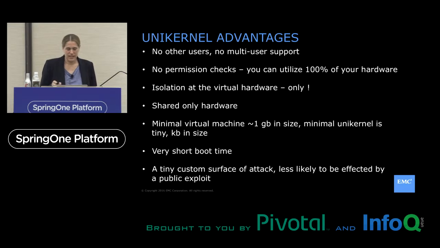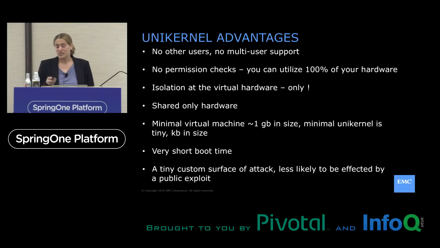In terms of isolation, it's only at the virtual machine layer, the virtual hardware layer. You're sharing only hardware. In terms of size, if you take a regular Linux distro and put it on a VM, we're talking about, I don't know, 1 gig at least. If you're talking about a Unikernel, it's tiny, it's KB in size. So basically, the size of your Unikernel is the size of your application.